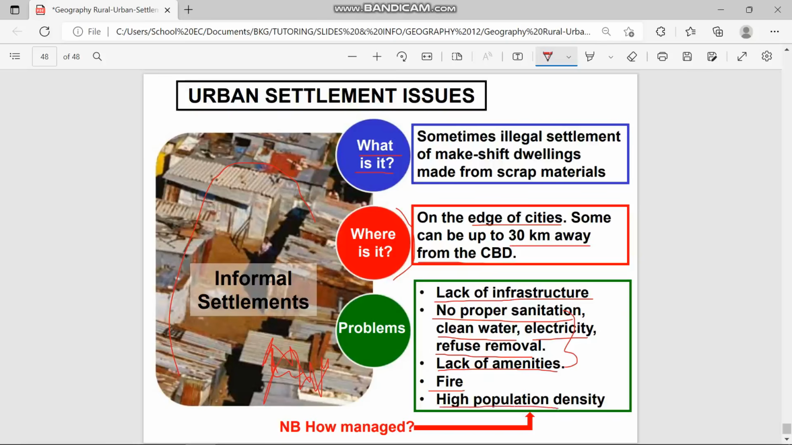High population density. As you can see in these informal settlements, the shacks are close to each other and there are many people living there. So in order for us to manage that, government must buy land and build new houses for these people to live in. Take other people living there and introduce them to new houses in new areas, and so on. That's how we can manage it.